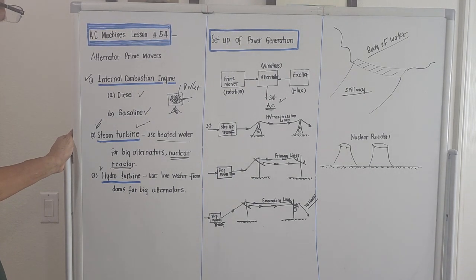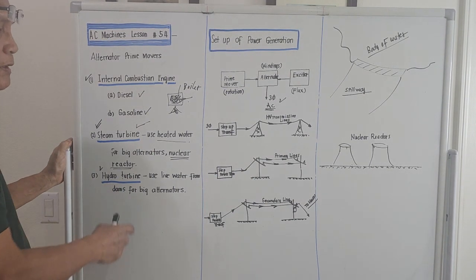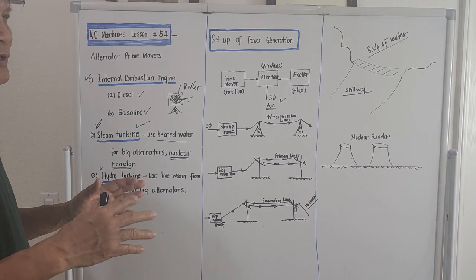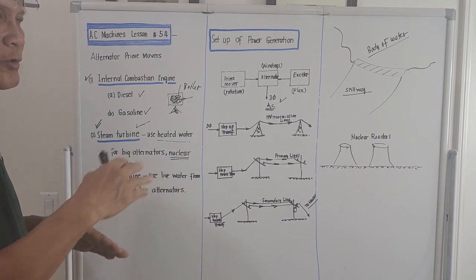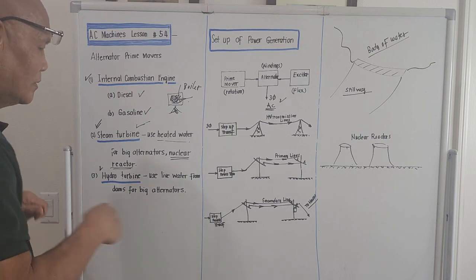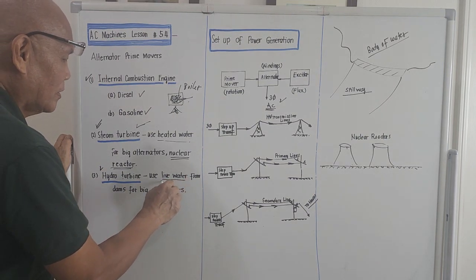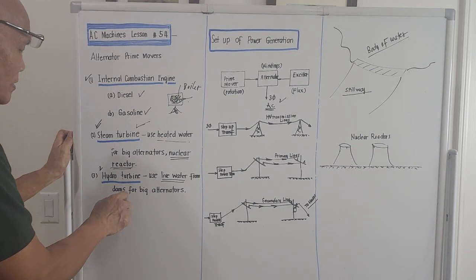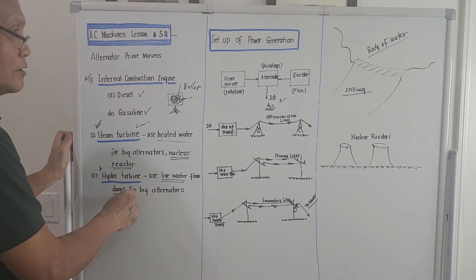Okay. What will be number 3? Number 3 is hydroturbine, because there are 2 types of turbine. The turbine that is activated by using heated water, and there is a turbine that also rotates, but instead of heated water, it is live water. Live water. And this live water actually emanates from dams. Okay, it is something like this.